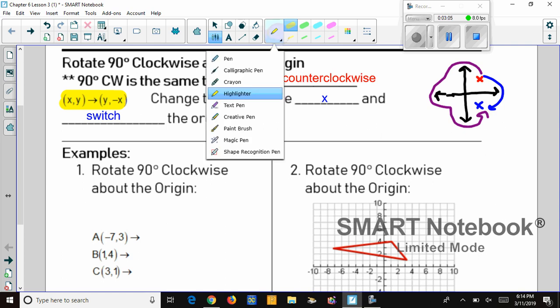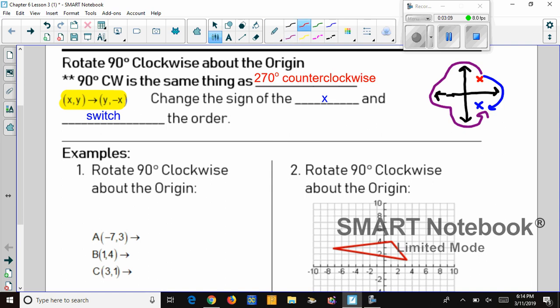First, we'll look at the point A, and we'll change it into A prime. Well, we need to first switch that order, so it's 3, comma. But before we write that X, we need to remember that we're going to change the sign from a negative to a positive. Let's do that again for B prime. Instead of 1, comma 4, we'll switch them to say 4, comma, but also make the 1 negative. And again for C prime, we'll swap them, so 1, comma 3, but now the 3 has to be negative.